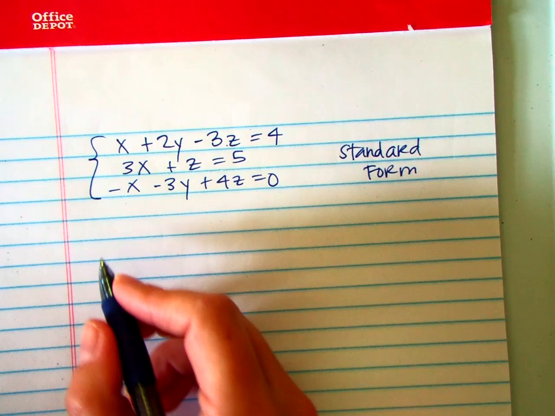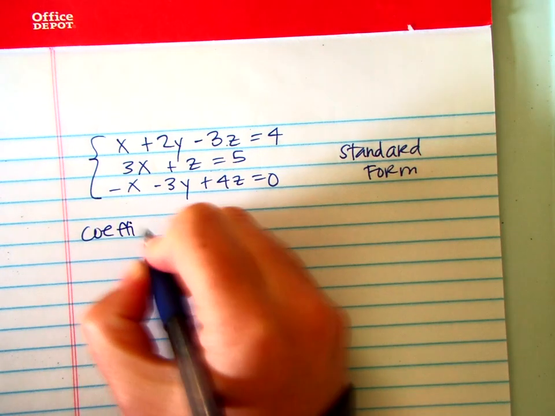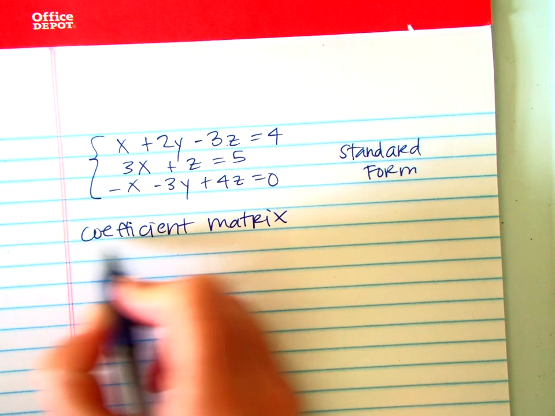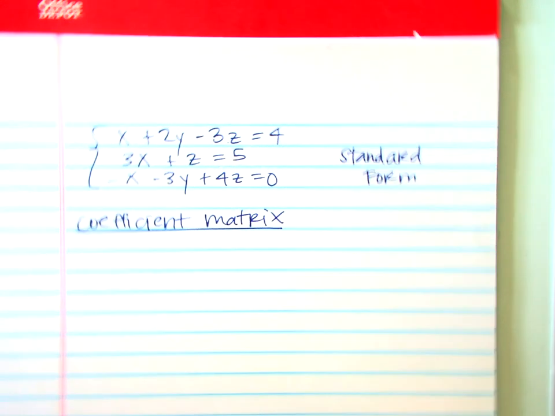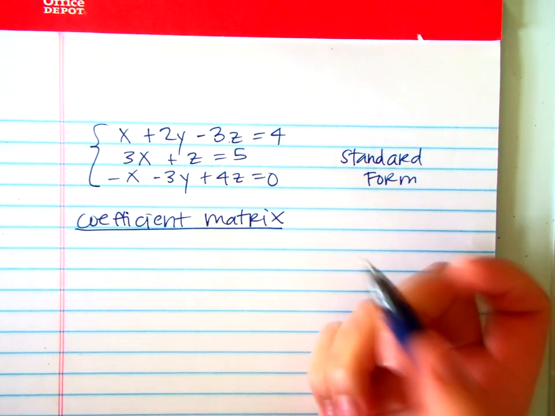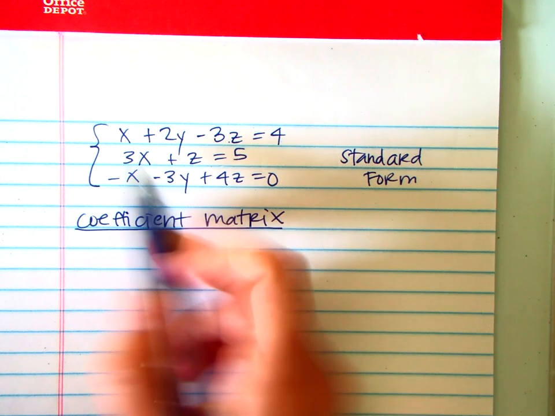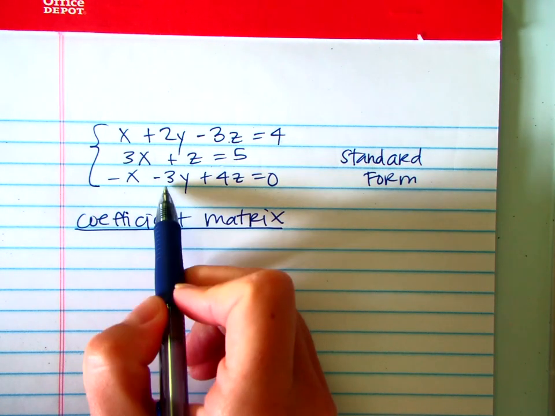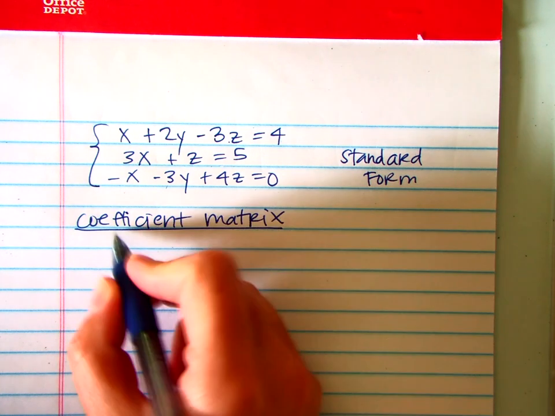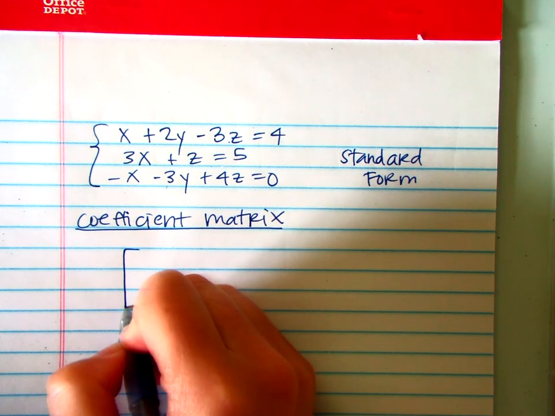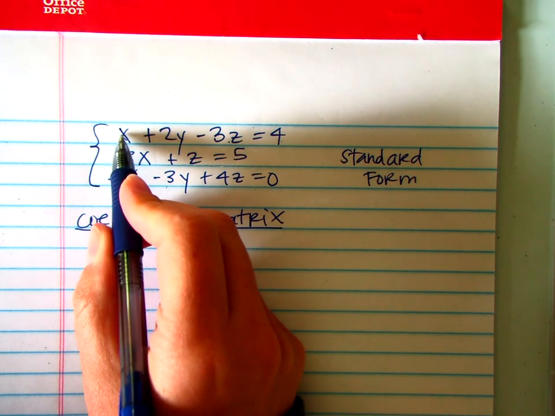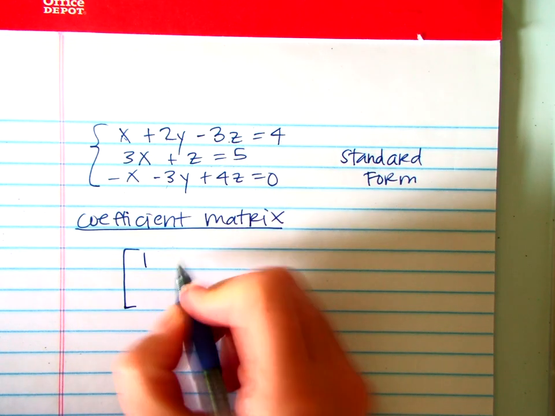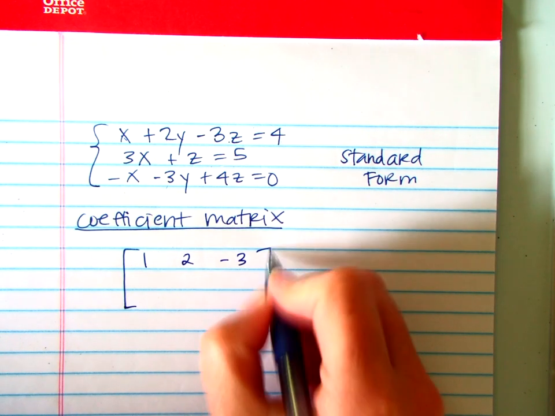So the first term I want to talk about is a coefficient matrix. And that is literally exactly what it sounds like. It's just going to be a matrix made up of the coefficients of these variables. That's why standard form is important. So if I have 3 variables and 3 equations, my coefficient matrix for this system would be a 3 by 3. So I'm going to write my coefficients for the first equation. So 1, 2, negative 3.